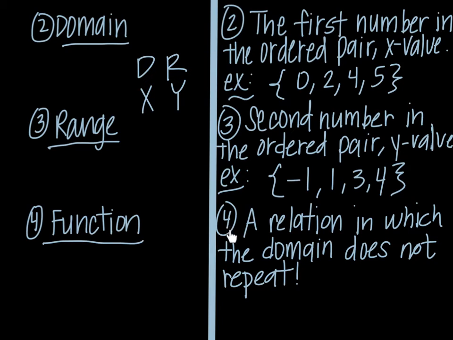Alright, number 4, function. A function is a relation in which each element in the domain is paired with exactly one element in the range. In other words, what you should write down, a relation in which the domain does not repeat. So the x values do not repeat. On your test, you're going to be asked to explain why a relation is a function or not. You could keep it as simple as the domain does not repeat or domain does repeat.